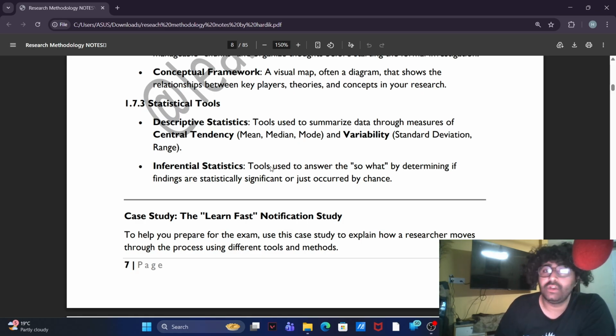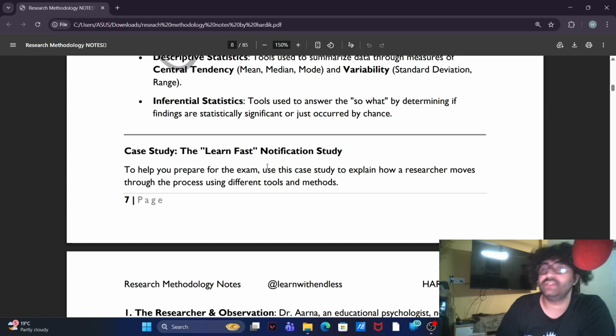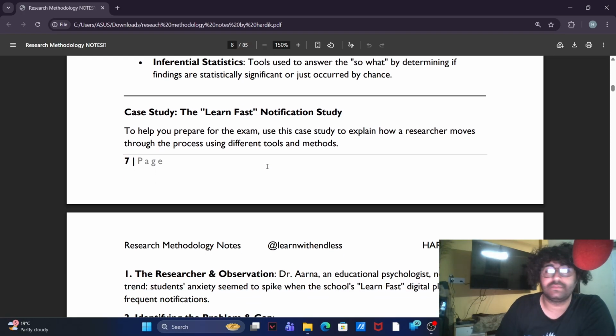Descriptive statistics: tools used to summarize data through measures of central tendency, mean, median, mode, and variability, standard deviation and range. Inferential statistics: tools used to answer "so what?" by determining if the findings are statistically significant or just occurred by chance.